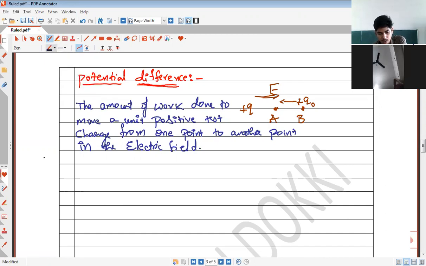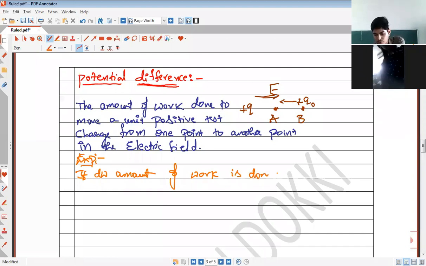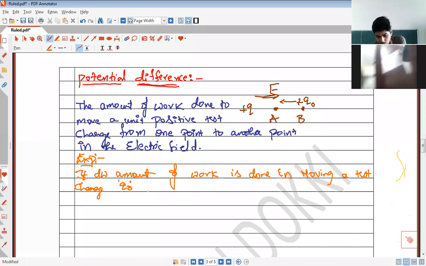Suppose we have done dW amount of work. Suppose dW amount of work is done in moving a test charge Q naught from B to A in the electric field.